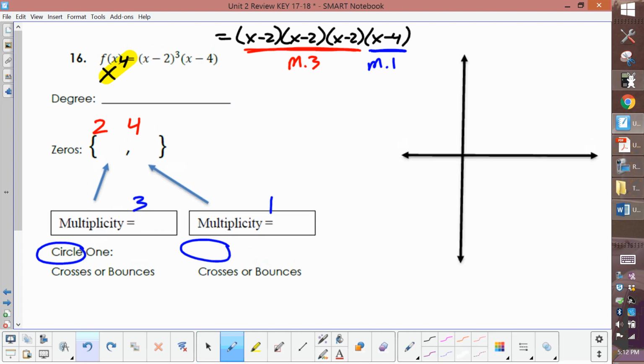So I know my graph's going to look like this. It's going to come from this direction, and it's going to end this direction. And I want it to cross at 2 and cross at 4.